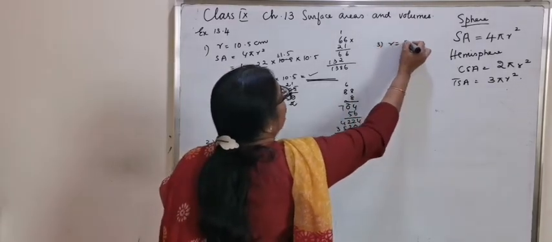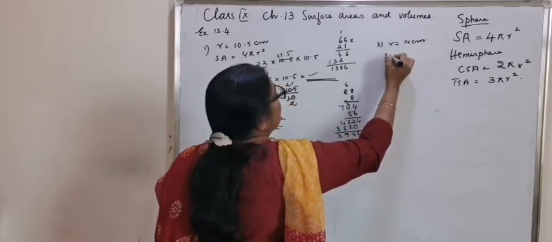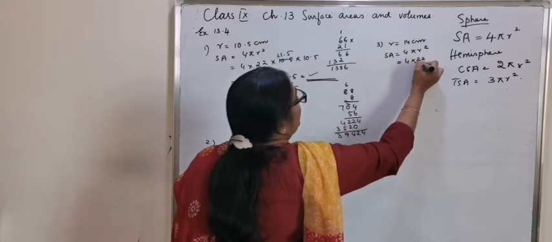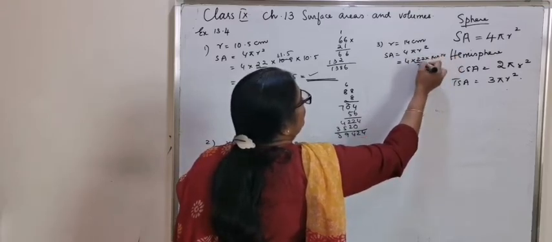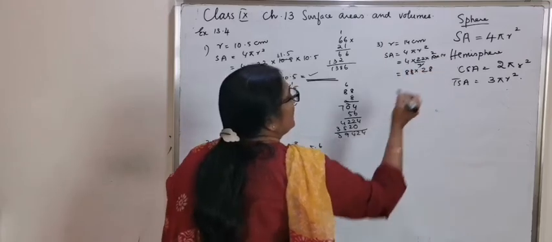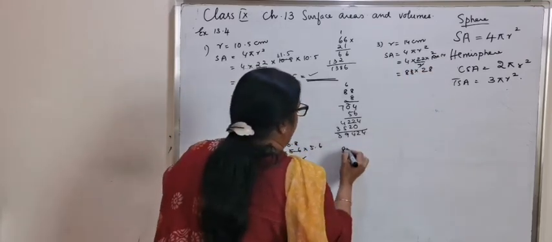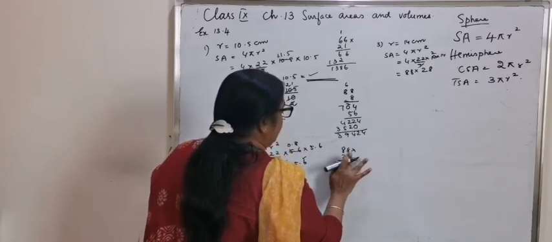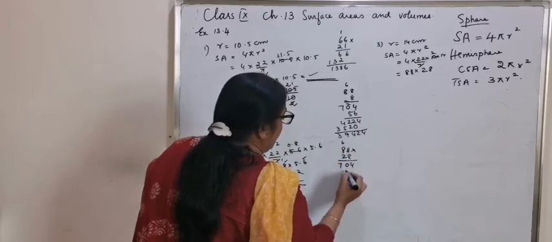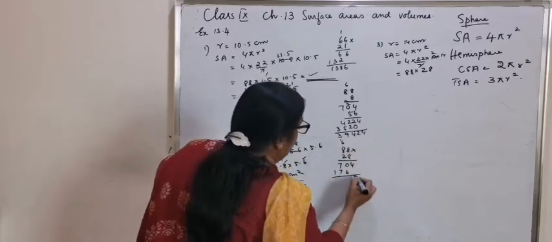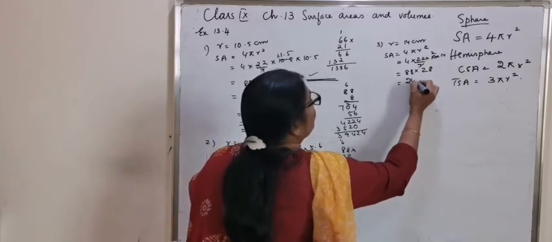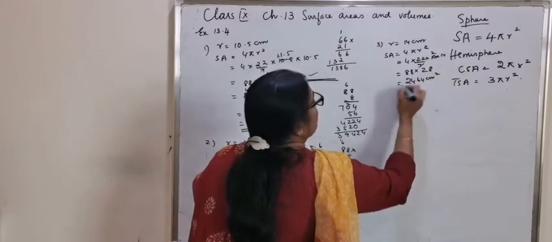Third one, 14 centimeter, it is direct. Number 3, radius equal to 14 centimeters, surface area is equal to 4 pi r square, 4 into 22 by 7, 14 into 14. It is 2, that is 88 into 28. You can multiply as 88 into 28, and the answer is 64 centimeter square.